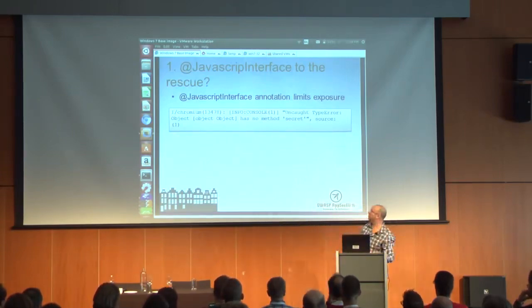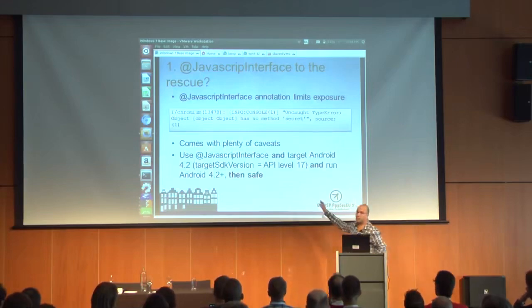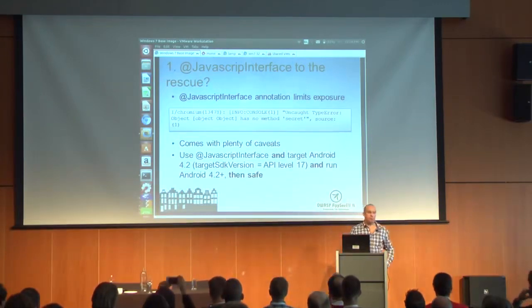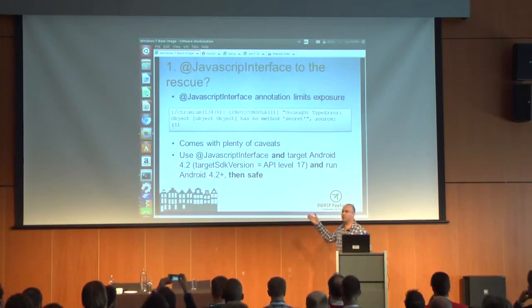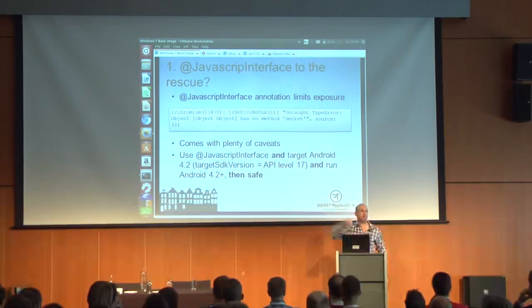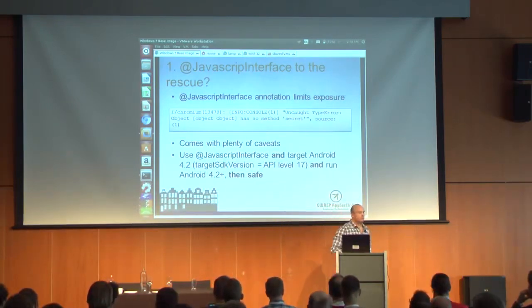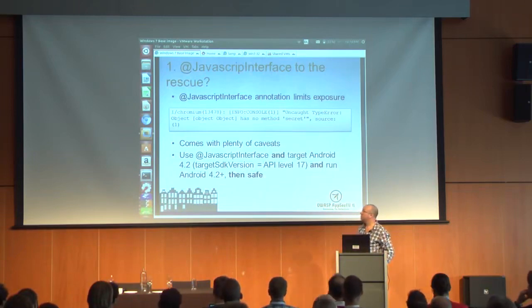So that's all well and good. But it comes with plenty of caveats. And basically, this thing only works if you're running on Android 4.2 and you've targeted API level 17 or greater. If you've targeted API level 17, you run it on an earlier device, you're still vulnerable, because the runtime doesn't know about this annotation. So you still have this problem on older devices. Okay? So you need to do other stuff.